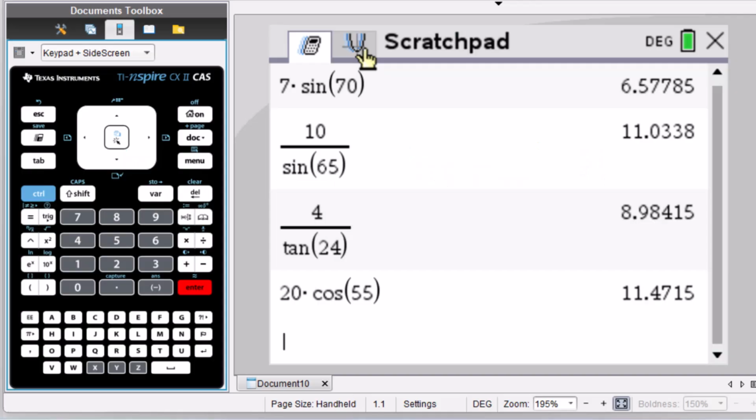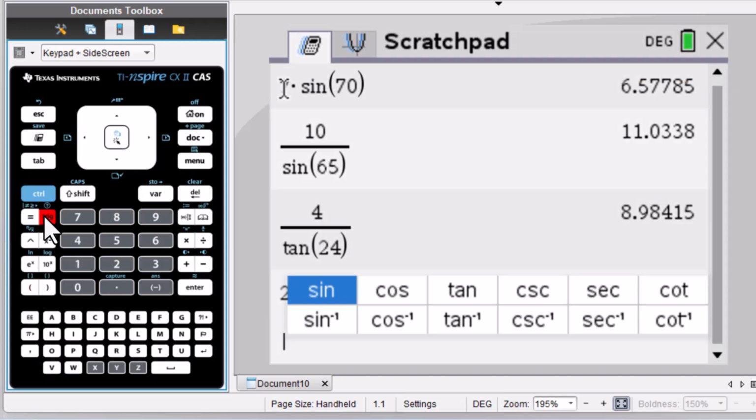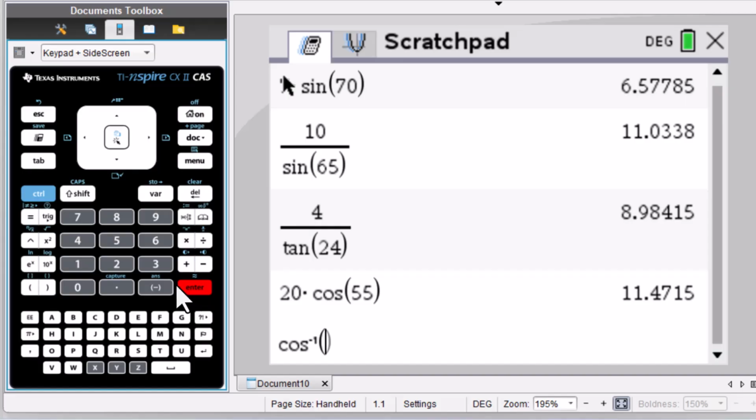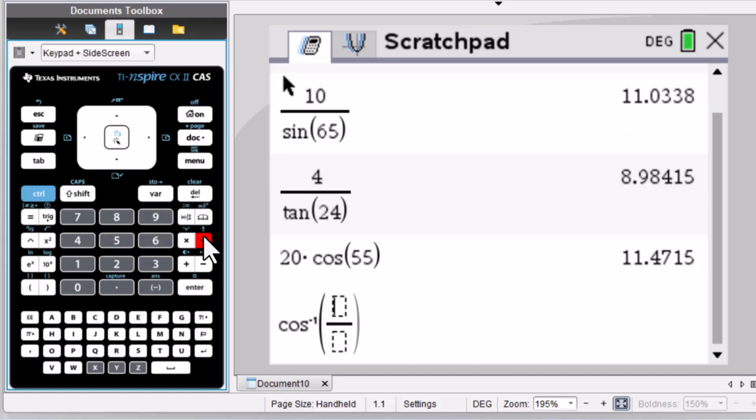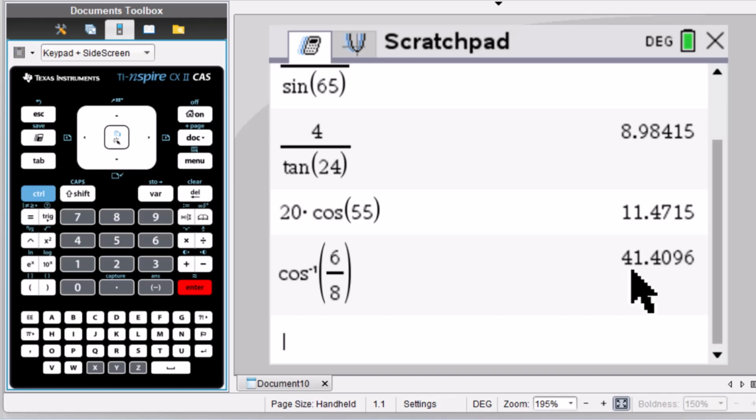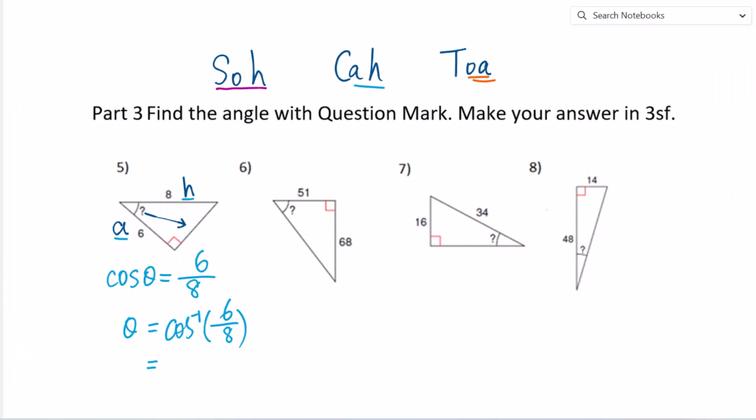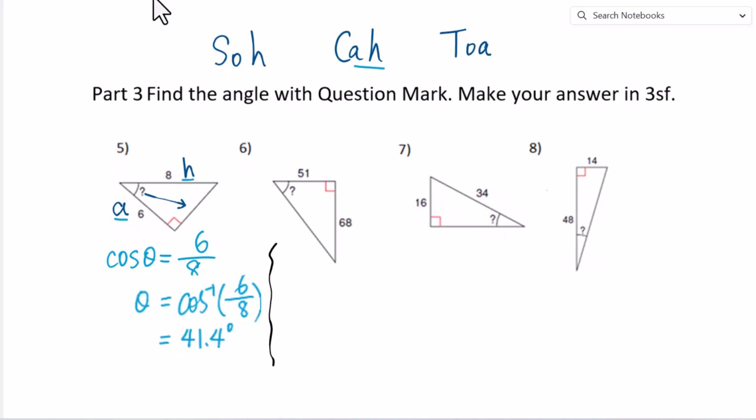Go to calculator. Make sure this is degree. Go to trig. Inverse cosine is this. Then control divide. 6 over 8. Enter. Answer is 41.4 degrees. Let's go to question 6.